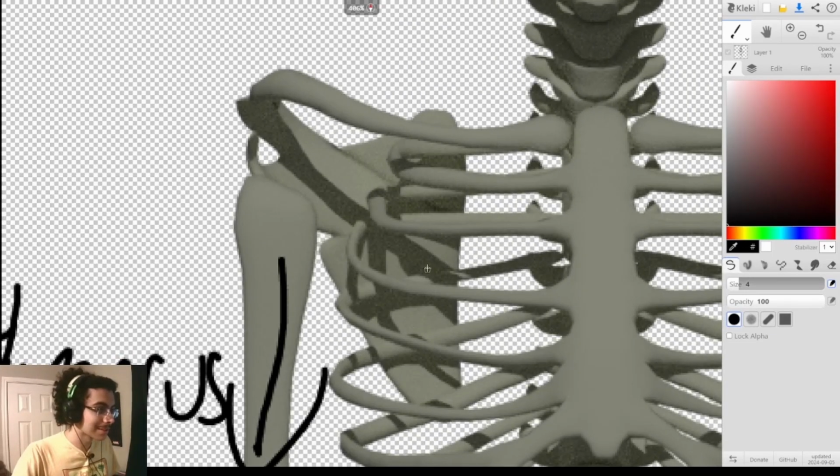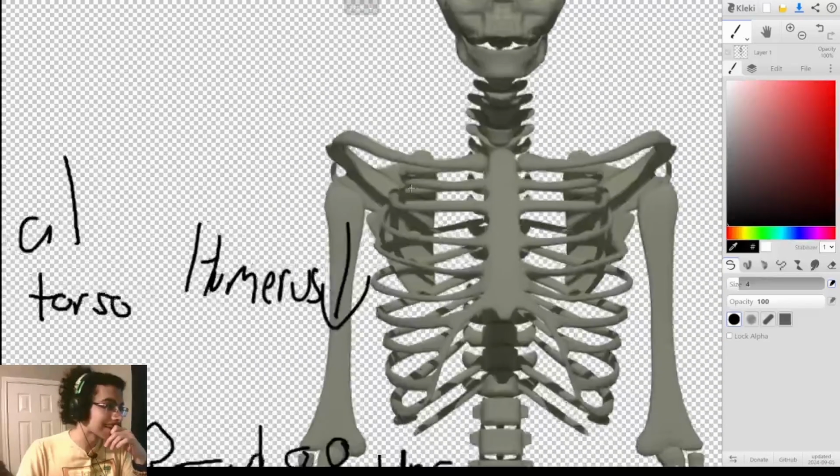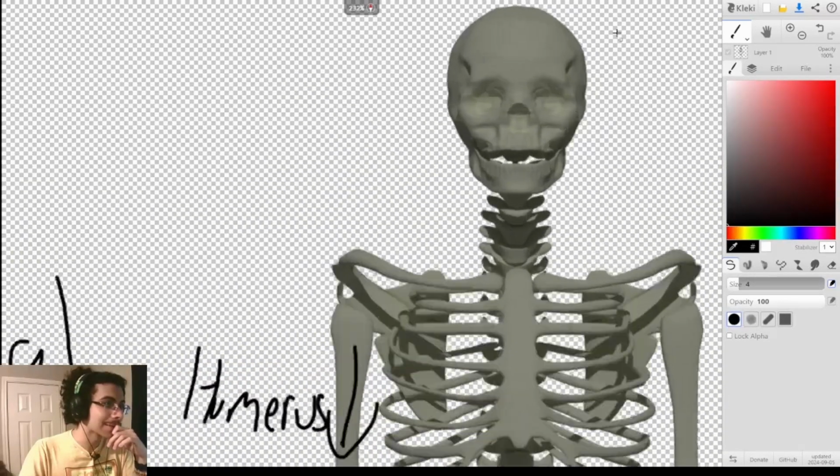And then back here, you got the scapula. It's not really that important. You kind of don't really even need it. Actually, yeah, you do need it. It's for your like back and stuff. And then this is the skull.